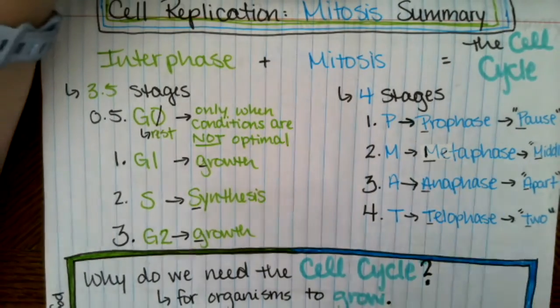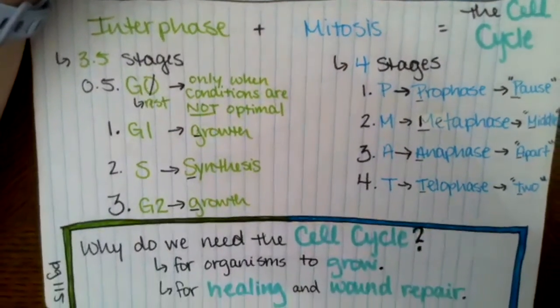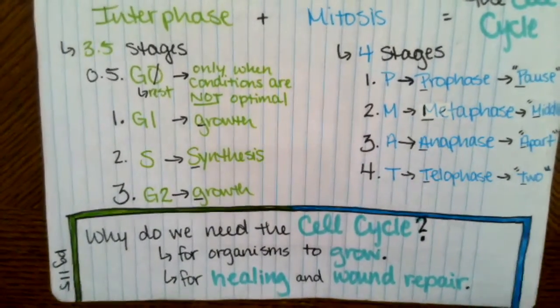Now, the second thing that we also use the cell cycle for, or the cell replication cycle, is going to be for healing and wound repair. So whenever you guys scrape your knee, our cells are going to replicate like crazy because you just lost a whole chunk of skin. You need to replace that chunk of skin. And again, this is just one of those other reasons that we need the cell cycle and why we love the cell cycle, right?